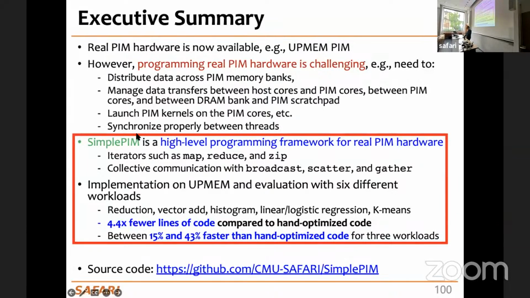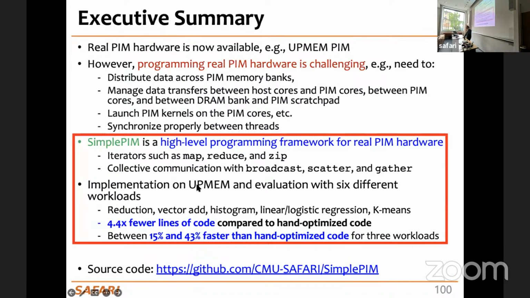So SimplePIM, the idea is to simplify this. The idea is to provide a high-level programming framework for real PIM hardware, inspired by other frameworks, where we provide iterators such as map, reduce, and zip. Clearly, this is similar to MapReduce programming. And then communication mechanisms like broadcast, scatter, and gather. These are high-level. The programmer can write at the high level now, and these get translated into low-level code. There's compilation support for it. That's the idea. Programmers should not deal with many things. That's the hope.